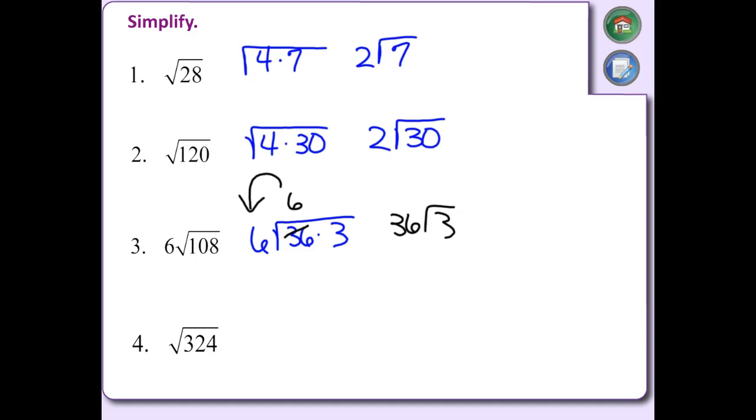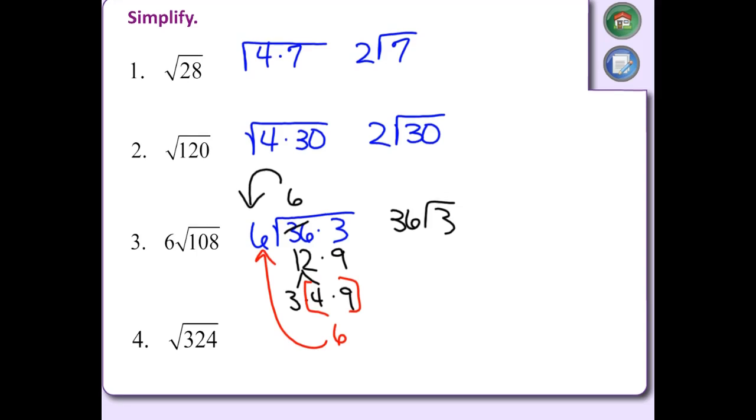Now, little hint here. Some kids might have said, oh, Mrs. Burton, 108 is what? 12 times 9. So if you did 12 times 9, well, 9's a perfect square. Did you realize we can actually simplify 12 as well? 12 can become 3 times 4 times 9. Okay, square root of 4 is 2. Square root of 9 is 3. 2 times 3 is 6. And then 6 times that 6 is still 36. So a couple different ways to get there.